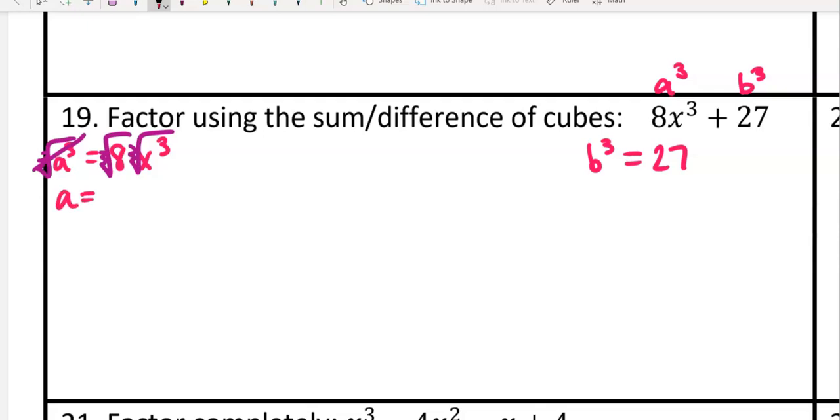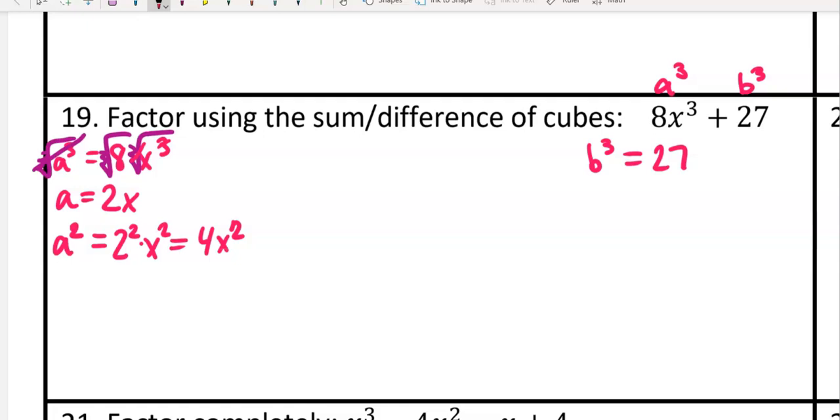The cubed root of 8, well, 2 times 2 times 2 is 8. And the cubed root of x cubed is just x. Now we also need to find our a squared. So we would say 2 squared times x squared, which gives us 4x squared.